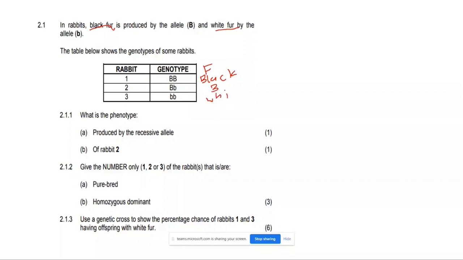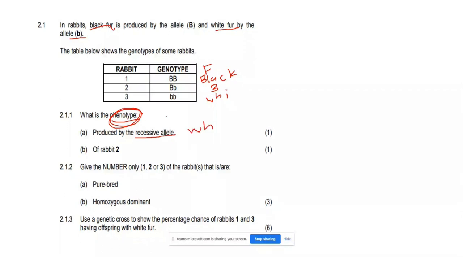Question 1, what is the phenotype? Can you see why I told you this? These terms are important. If you do not know what phenotype means, you are going to struggle. Phenotype meaning that you can see what's visible. What is the phenotype produced by the recessive allele? So what is the examiner testing? Do I know what phenotype means? And do I know what recessive means? Recessive means that allele with the small letter that is masked, that you cannot see. So the recessive allele, what is the phenotype, the expression of that? It is white fur. Does that make sense?